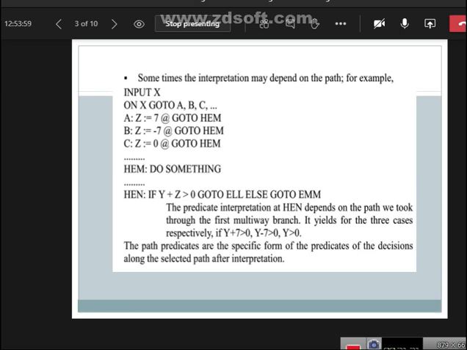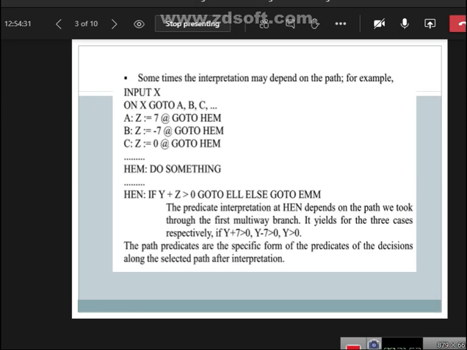That means here it is depending upon the one path. This is the example. Here if z is equal to 7 or minus 7 or 0, under these three conditions it has to go to the statement HEM. After that statement it has to go to the statement HEN. Understand this concept. Sometimes this type of interpretation may depend upon the path.